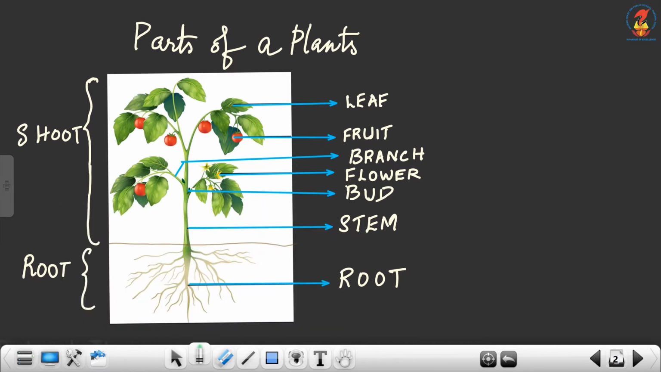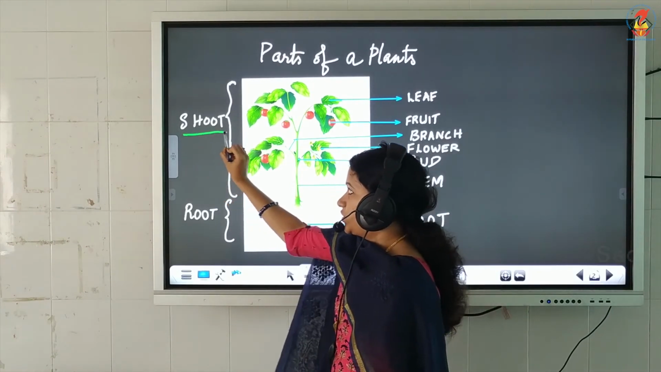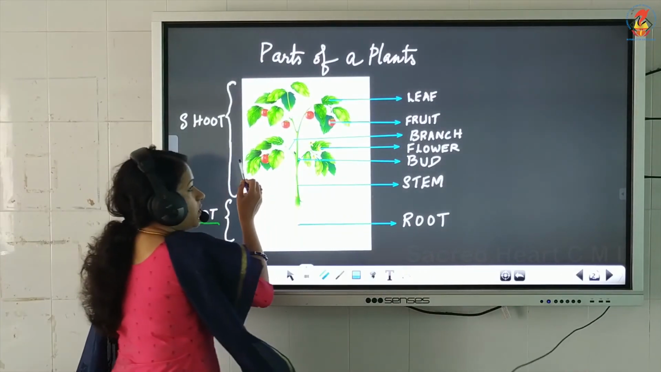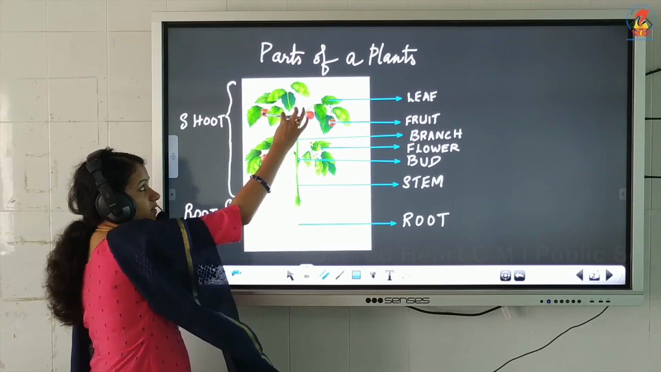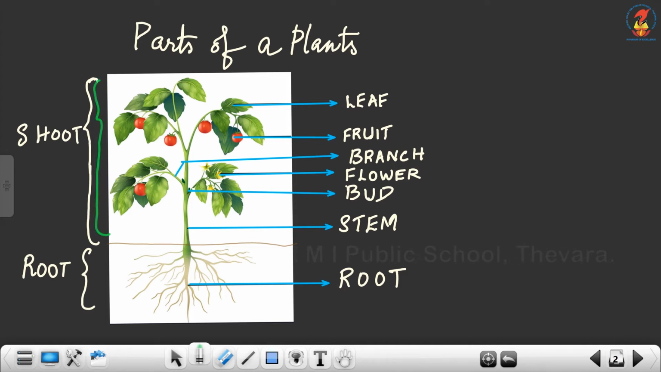I will explain it once again. So the plant can be divided into two major parts. One is the shoot and the other one is the root. The shoot system is always seen above the soil. The green part that you see above the soil is called the shoot system. It mainly consists of the stem, which is green in color.